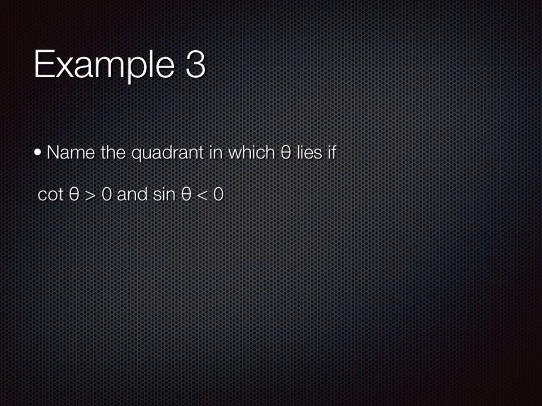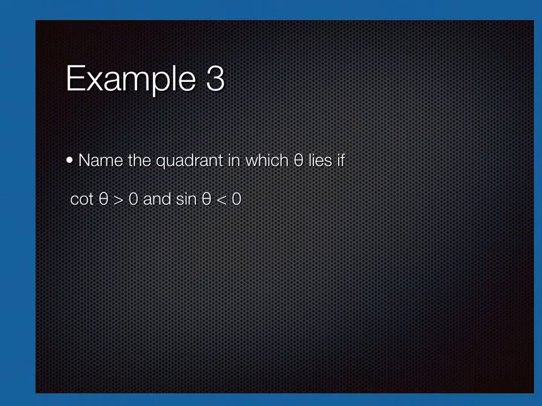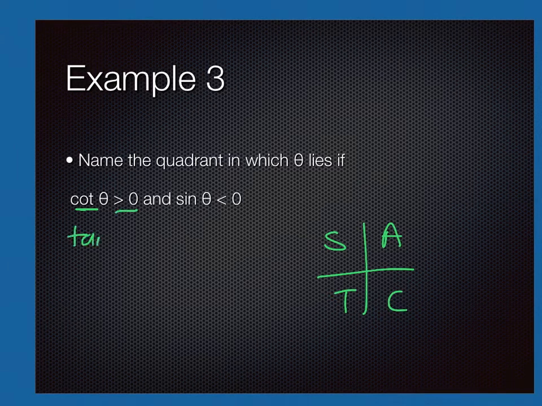So example 3 says, name the quadrant in which theta lies if cotangent of theta is greater than 0 and the sine of theta is less than 0. So if we just draw that quick, all students take calculus, and I'm looking for where the cotangent's greater than 0. That means tangent would have to be greater than 0. And sine is less than 0.